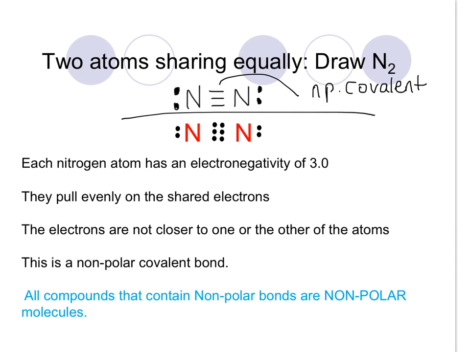What we will learn is that any molecule that contains pure nonpolar covalent bonds will be a nonpolar molecule itself. So what does nonpolar mean? Nonpolar means that there are no distinct ends of charge. Because the electrons are shared equally, each nitrogen is equally pulling on the three pairs of electrons in between them. There's not one that is pulling stronger than the other, so there will not be any partial charges on this bond.